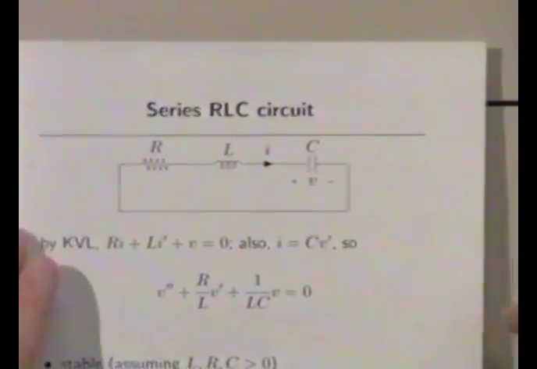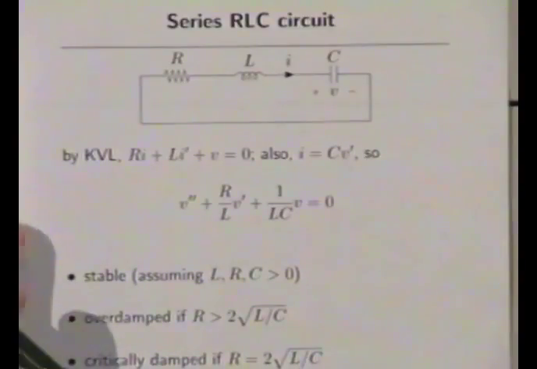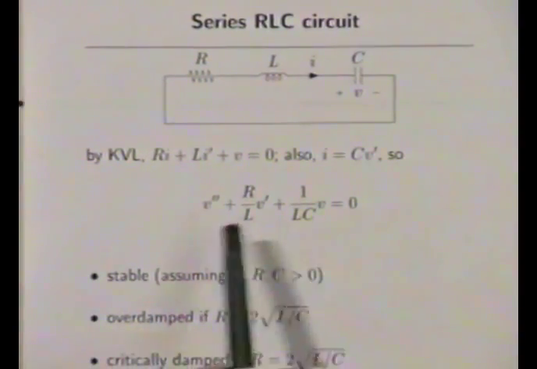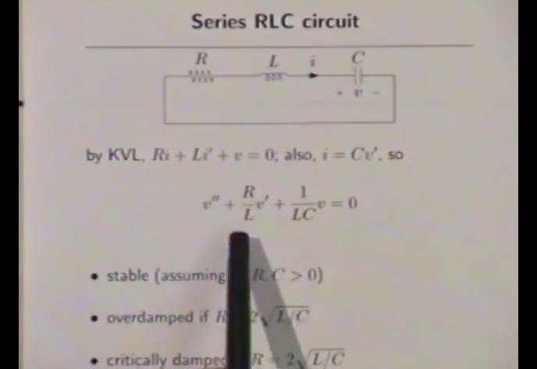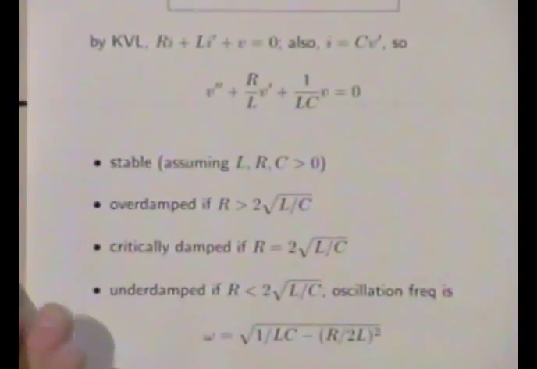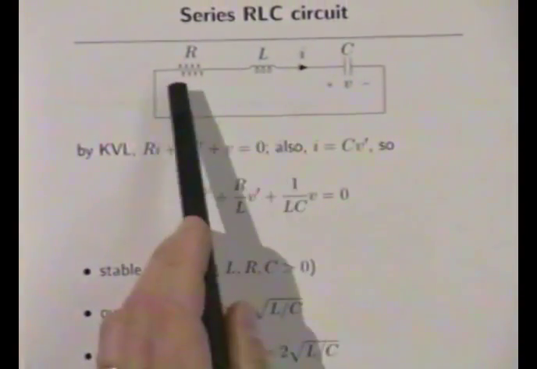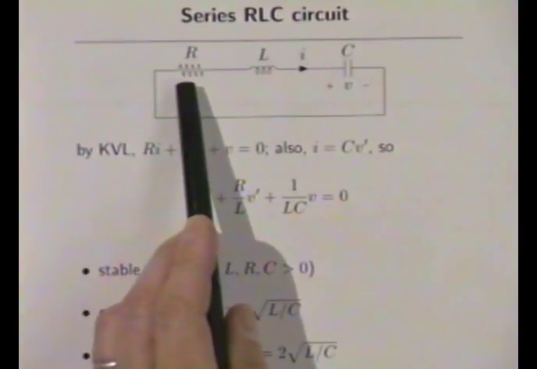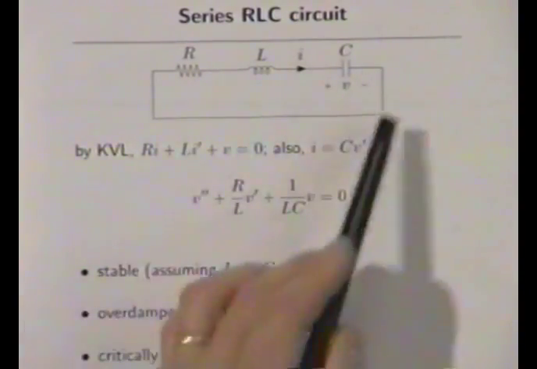We can look at a series RLC circuit as well, and you get a different differential equation here. If you go back and look, these are very, very different. And now, to be overdamped requires R large. This makes sense because here there's a current.